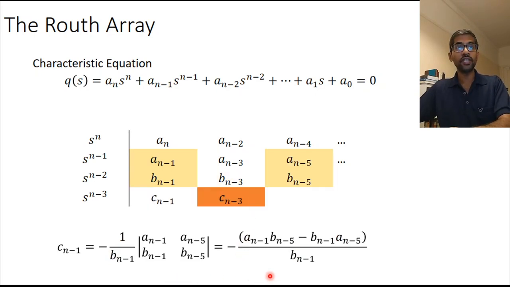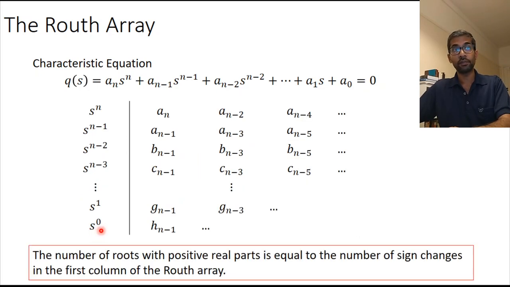Okay, hopefully. And similarly, c_{n-3} is going to be the determinant formed by these 4 numbers divided by minus 1 over b_{n-1}. And so on and so forth. You just keep filling up this array till you reach s to the power 0 here. Okay. And once you have reached s to the power 0 and evaluated the first element of s to the power 0, you have done all that you need to do.